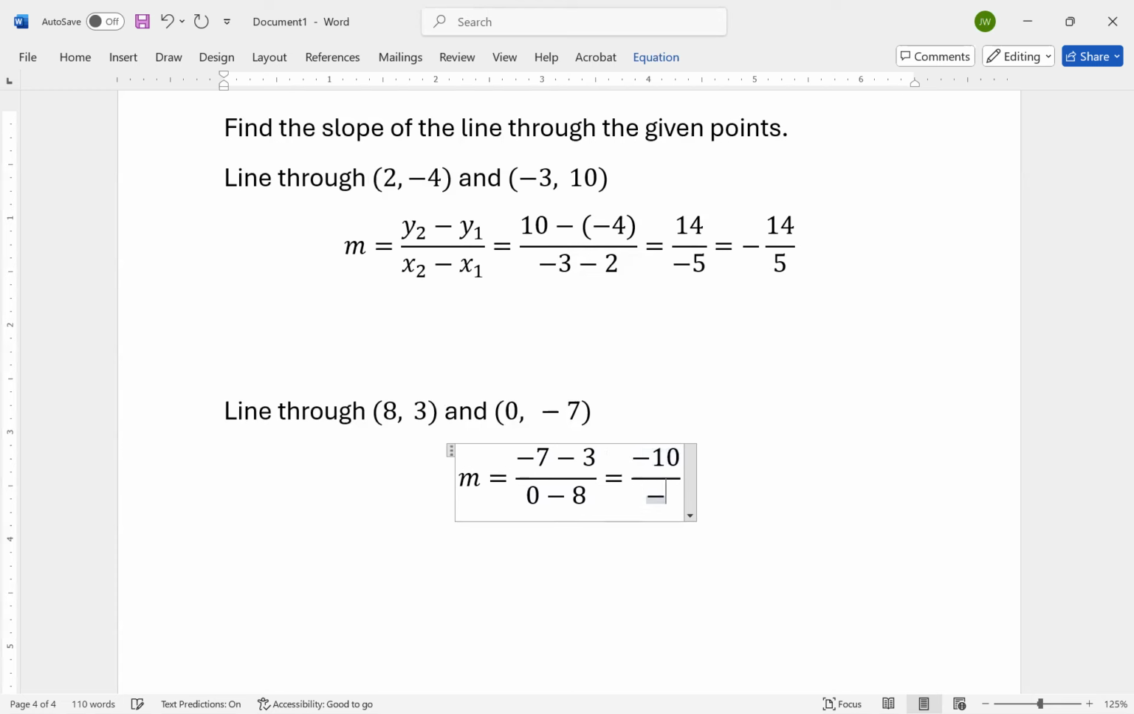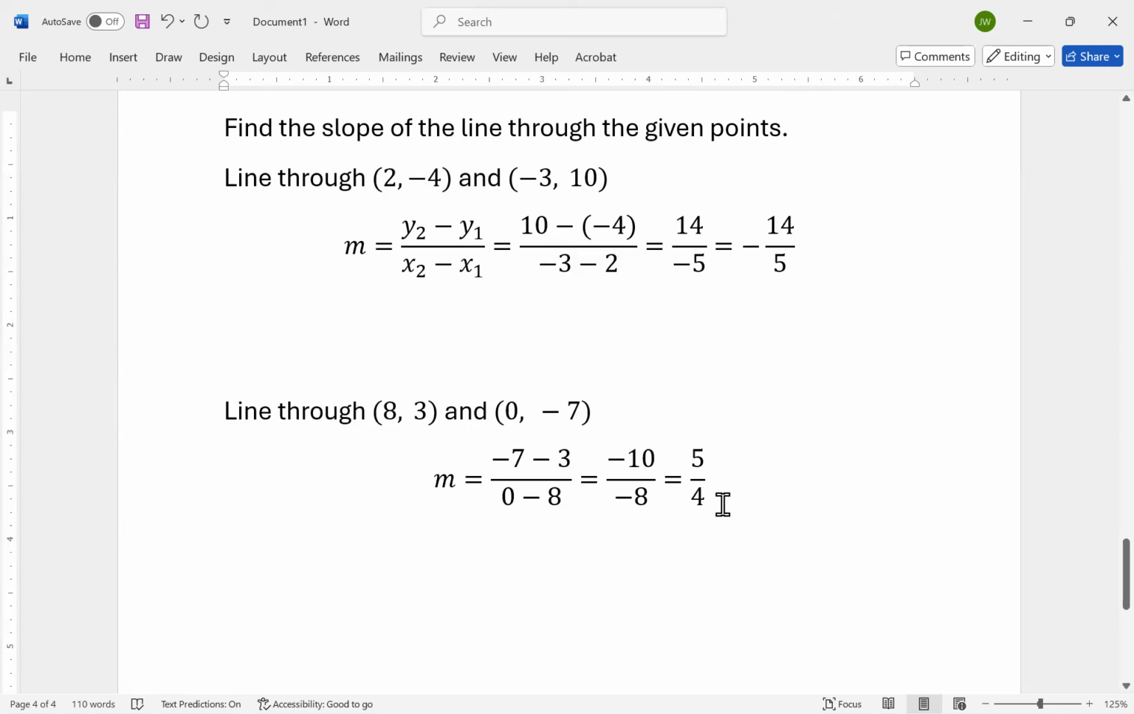divided by a -8, which if I simplify that, simplifies to 5/4. So 5 over 4 is the slope of the line that goes through those 2 points. Again, you could make that into a decimal if you wanted. As a decimal, that would be 1.25. So that's how we can find the slope of a line if I'm given 2 points on that line.